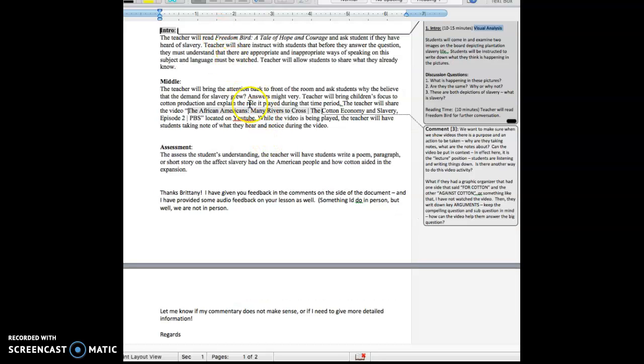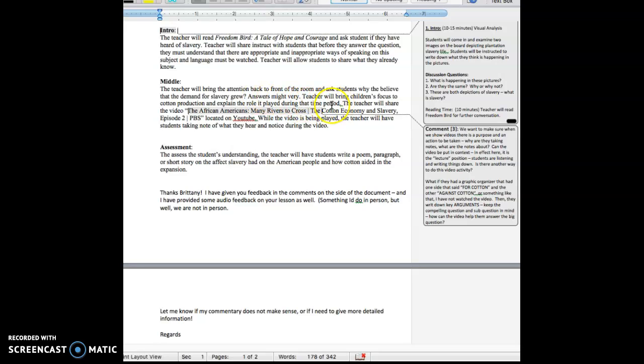Now, the middle of your lesson, you ask, they'll bring their attention back to the front of the room and ask why they believe the demand for slavery grew. And so here you can ask that question, but you might ask, like, why was there such a connection between cotton and slavery?